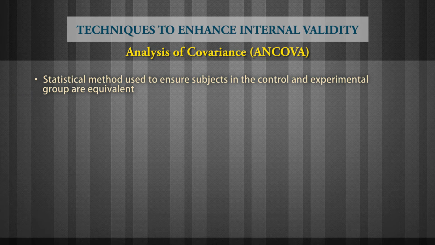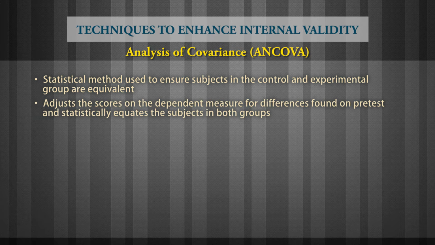ANCOVA is a statistical method used to ensure that the subjects in the control group and the experimental group are equivalent on various factors. ANCOVA adjusts the scores on the dependent measure for the differences found on the pretest and statistically equates the subjects in the experimental and control group.